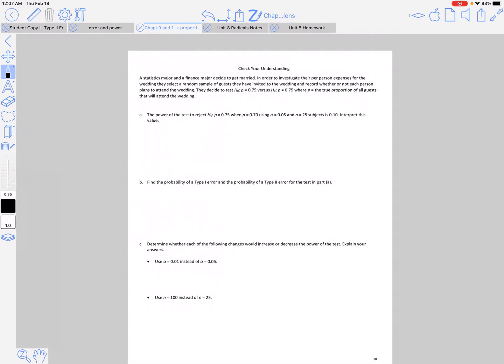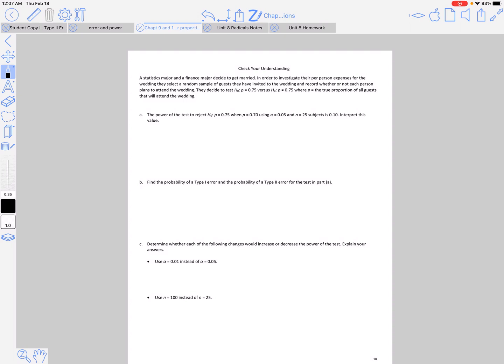All right, so let's look at another example. Let's say that we had a statistics major and a finance major decide to get married. In order to investigate their per-person expenses for the wedding, they select a random sample of guests they have invited and ask them, are you coming or not? Based on their sample, they decide to do a test. Their null hypothesis is that 75% of the guests are going to attend. I don't know where they got this claim from, but they got it, okay? They're going to do a two-sided test to test the true proportion of all guests that will attend the wedding.